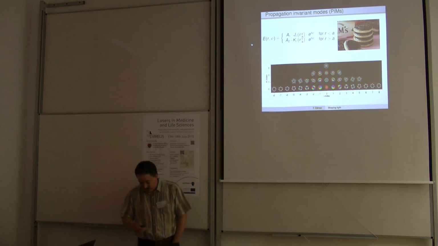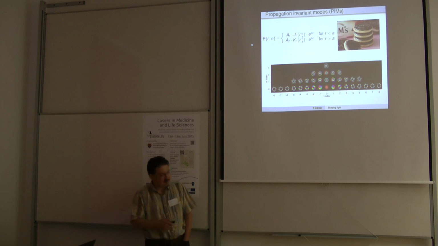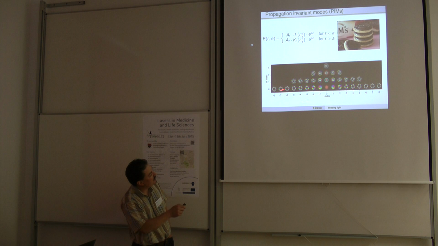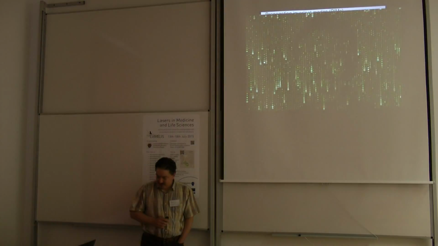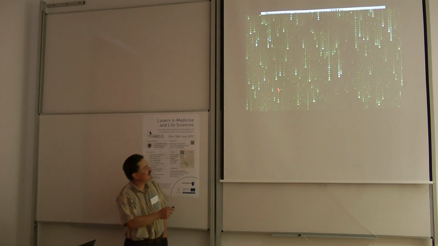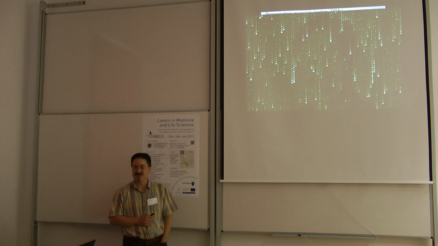And mathematically they can be described by a splice of two Bessel functions. And this is how they look. They always form a pyramid. Right? So the Matrix movie could have used them. This is the Matrix in these modes. This is how it should look.